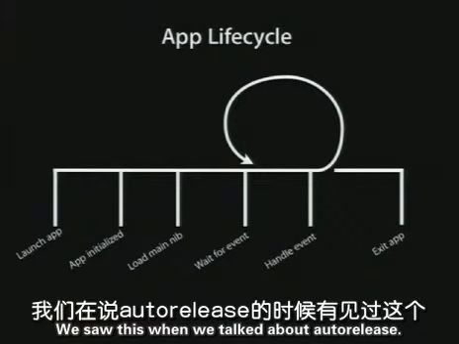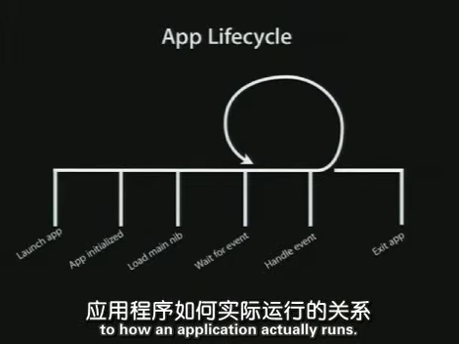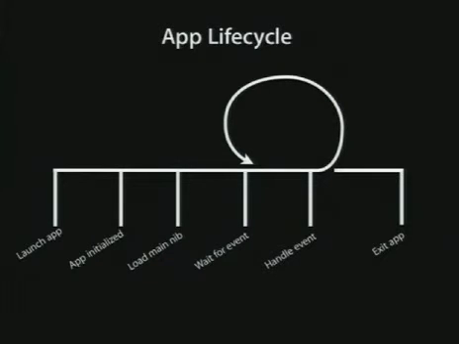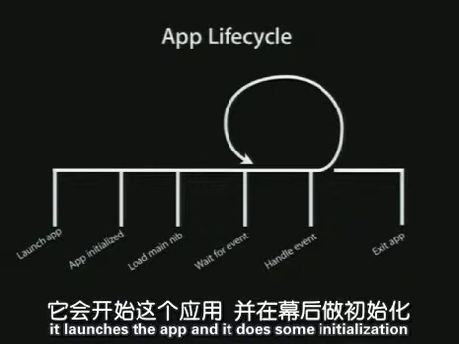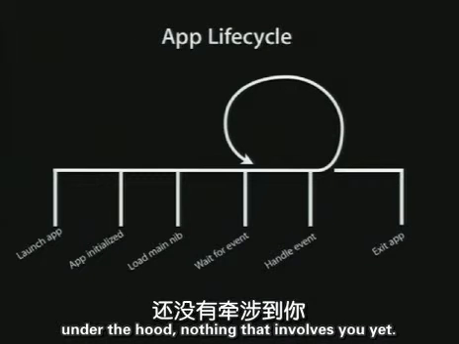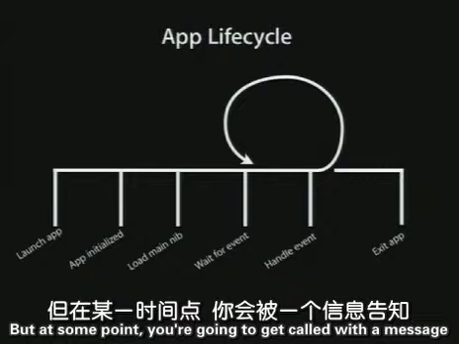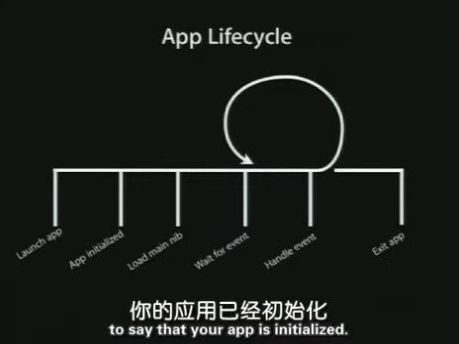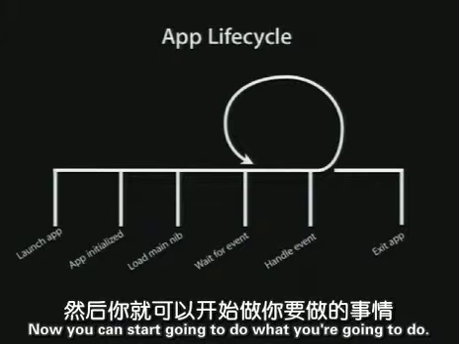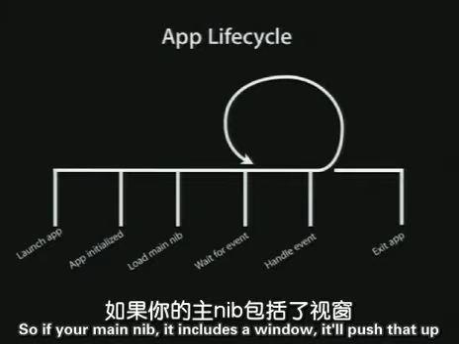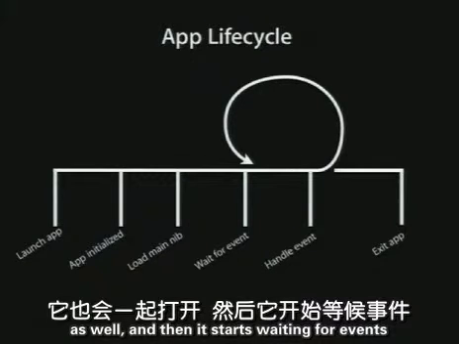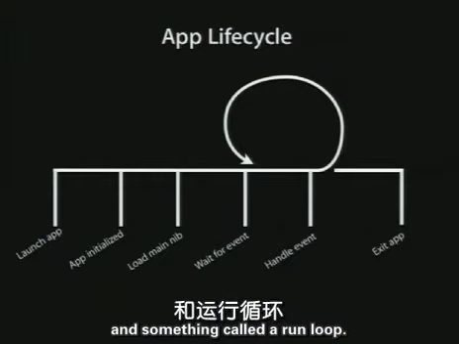We saw this when we talked about autorelease, but I want to bring this up with respect to how an application actually runs. So when somebody presses your app's icon on the home screen, it launches the app. And it does some initialization under the hood, nothing that involves you yet. But at some point, you're going to get called with a message to say that your app is initialized. Now you can start to do what you're going to do. It will load your main nib for you. So if your main nib includes a window, it'll push that up as well. And then it starts waiting for events in something called a run loop.